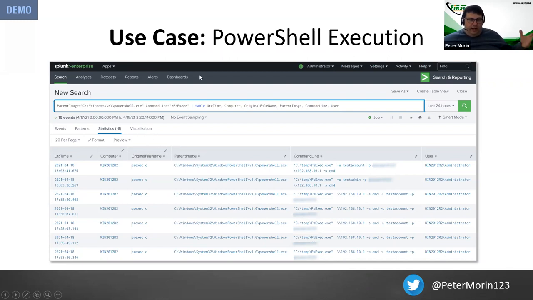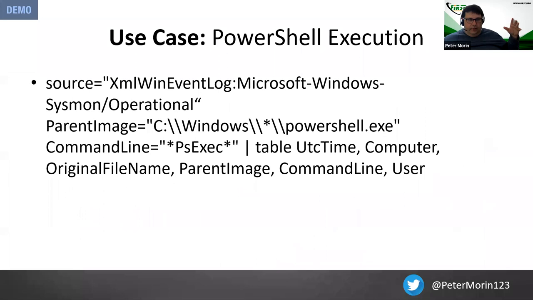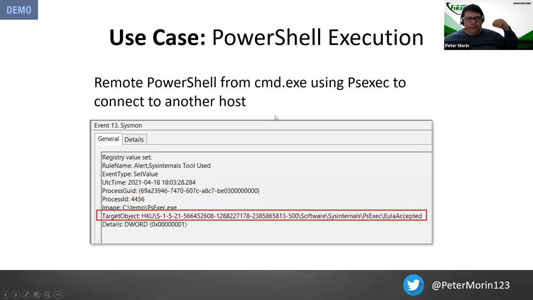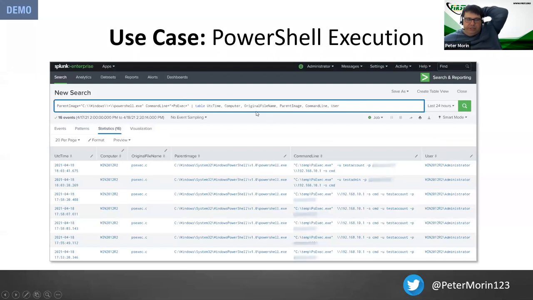So again, it's great. This way we could say, look, right off the bat, based on T1059.001, I want to identify any PowerShell that is trying to execute psexec. And this will find it. As long as you're ingesting the data, this will find it.